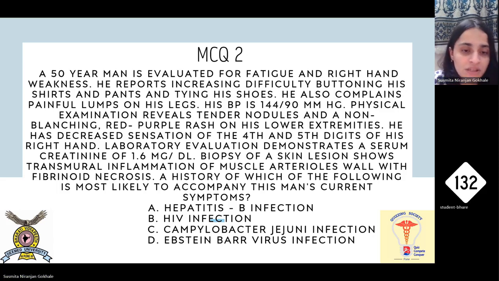So, option A is hepatitis B infection, option B is HIV infection, option C is Campylobacter jejuni infection, option D is Epstein-Barr virus infection. Then now we'll find out the important points from this question. So, the key points are that the symptoms show fatigue, weakness, difficulty in fine motor tasks, painful skin nodules, and sensory deficits. And the biopsy finding shows transmural inflammation of the muscle arterioles along with fibrinoid necrosis of the wall.